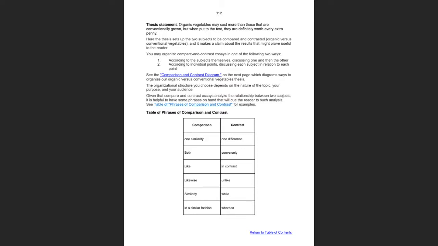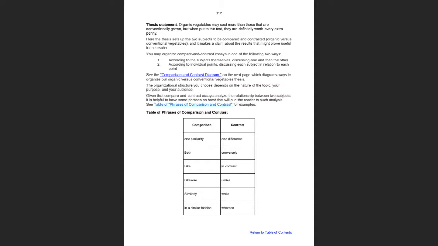You may organize compare and contrast essays in one of the following two ways. One, according to the subjects themselves, discussing one and then the other. Two, according to individual points, discussing each subject in relation to each point. See the comparison and contrast diagram on the next page, which diagrams ways to organize our organic versus conventional vegetables thesis. The organizational structure you choose depends on the nature of your topic, your purpose, and your audience.